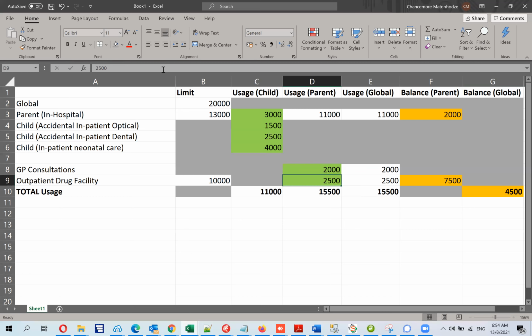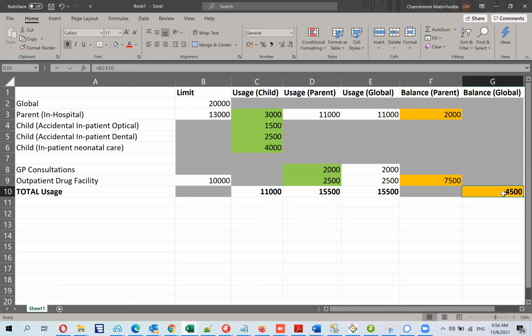So the usage on global has come up to 2,000. Usage on this inpatient has not been affected. Balance on the parent has not been affected. Balance on this outpatient drug facility has not been affected. Balance on the global limit has been affected. It's now 4,500. That's the only thing that's been affected.